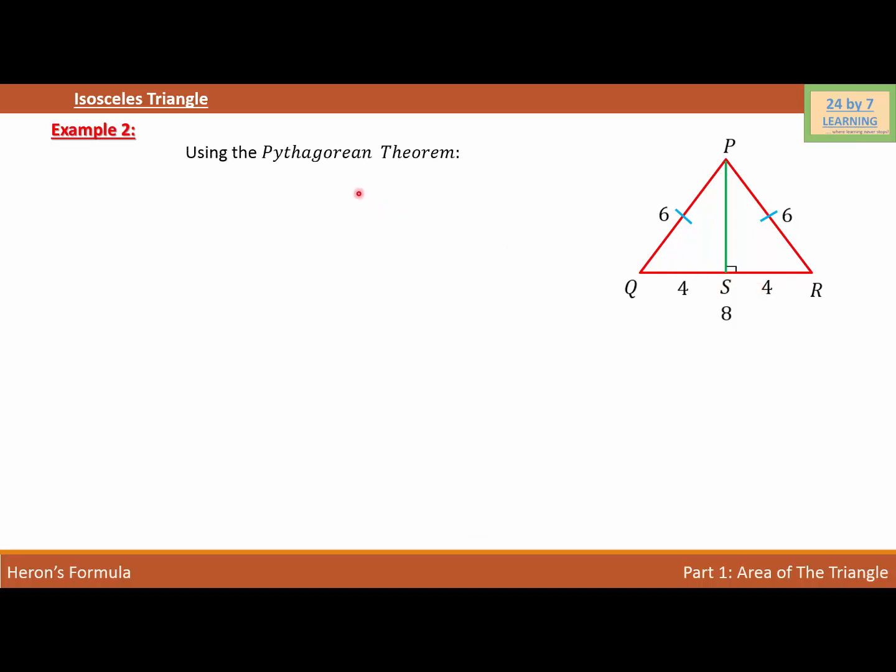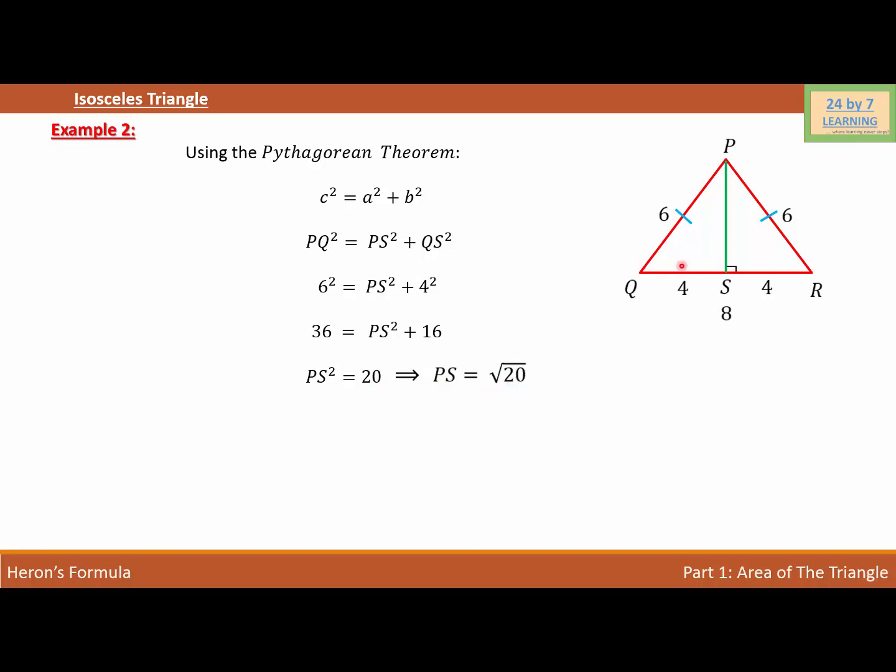Now let's use the Pythagorean theorem. The Pythagorean theorem is c squared equals a squared plus b squared. My c is PQ, so I will write PQ squared is equal to PS squared plus QS squared. Now let's substitute the values. So I will write 6 squared is equal to PS squared plus 4 squared, because PQ is 6 and QS is 4. If I further simplify, I will get 36 is equal to PS squared plus 16, because the square of 6 is 36 and the square of 4 is 16. Now let's simplify further, and if I do that, I will get PS squared is equal to 20, which simply means that PS is equal to the square root of 20.